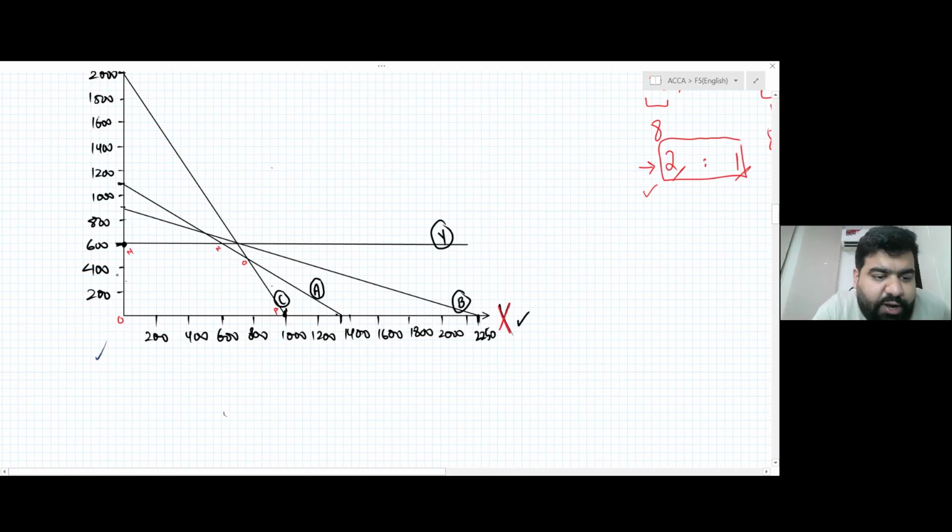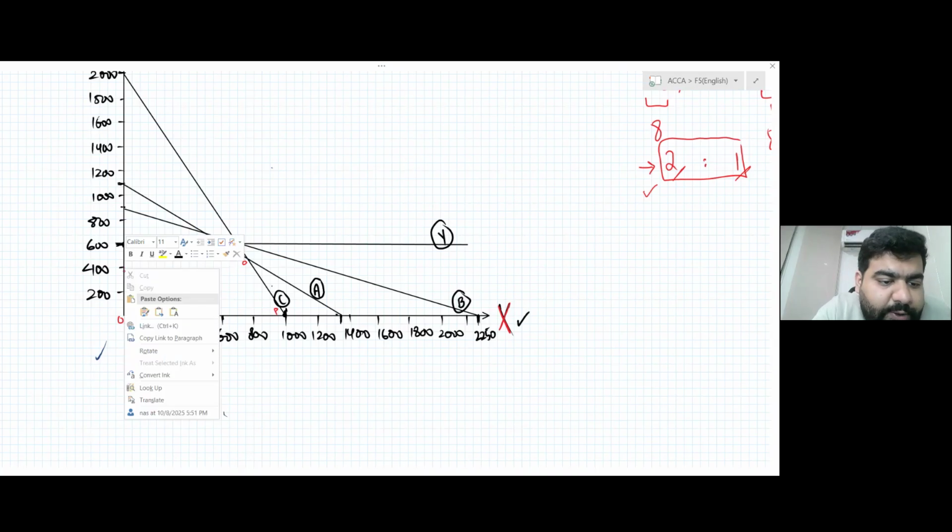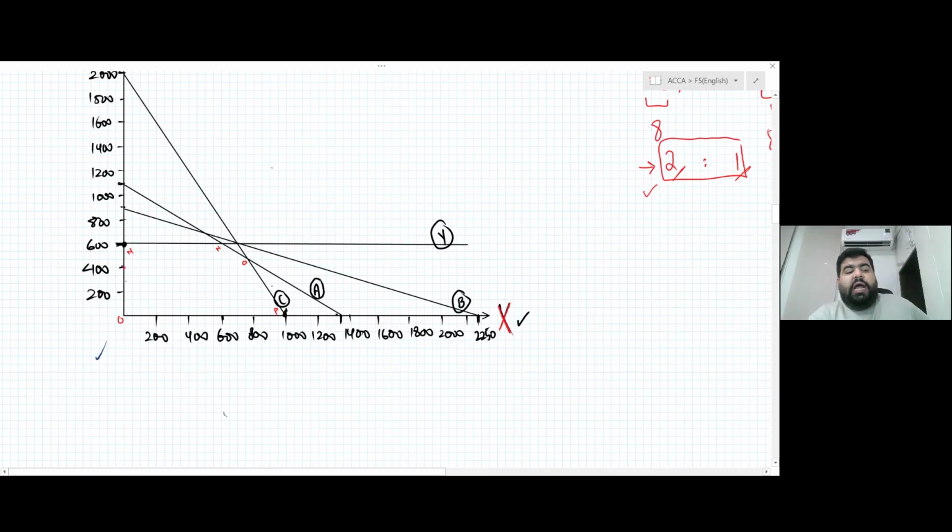So if you see this point, this is 200, this is 400, this is 600. We know that 1X and 2Y is the ratio, 2X and 1Y is the ratio. So if I am selling, for example, 400 units of Y, just I am taking the point. If I am selling 400 units of Y, how many units of X do I have to sell to make their contribution same? Obviously 800, because 400 to 800 is the ratio 2 to 1 for X and Y.